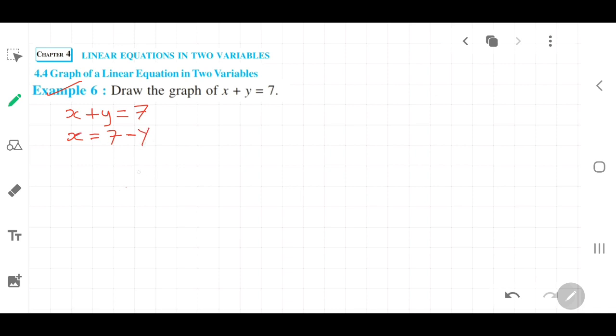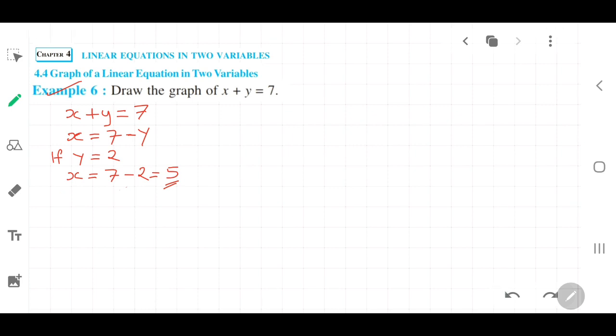Correct? Now if you take the value of y as 2, so what will be x? So write here x is equal to 7 minus y. So you write 7 minus, in the place of y you write here 2. So 7 minus 2 is how much? That is 5.